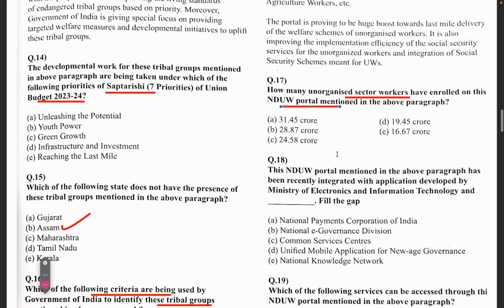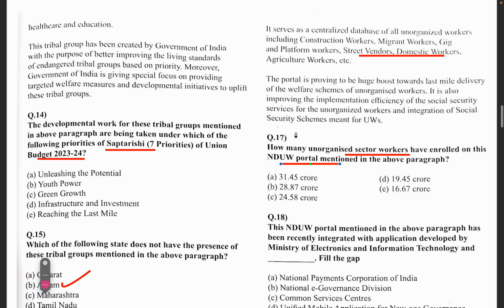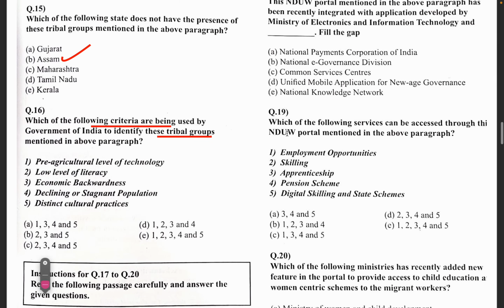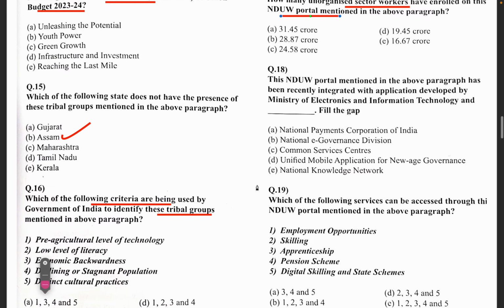Okay, again a data question, you need to remember it. I'm not sure what the answer is. But what I know is that this must be in the current news. That's why this question has been asked. This is completely a current affairs question.